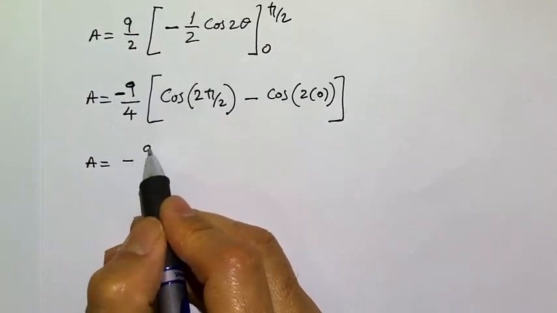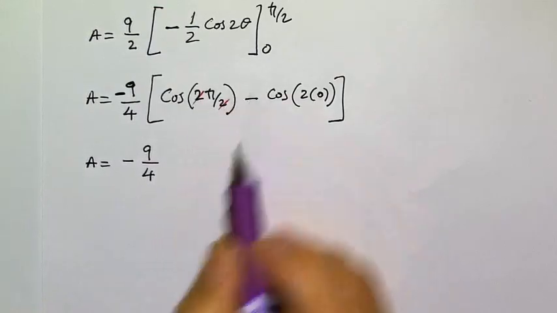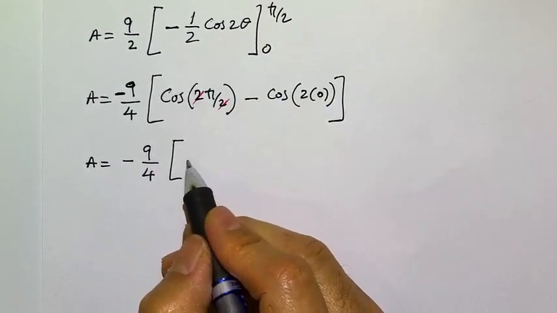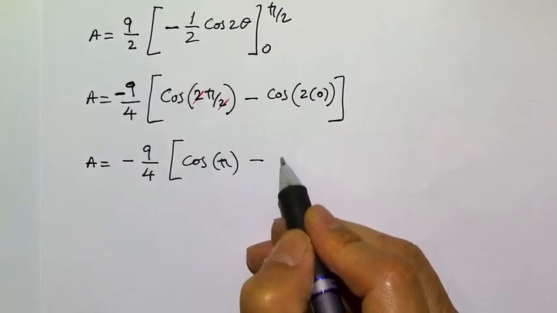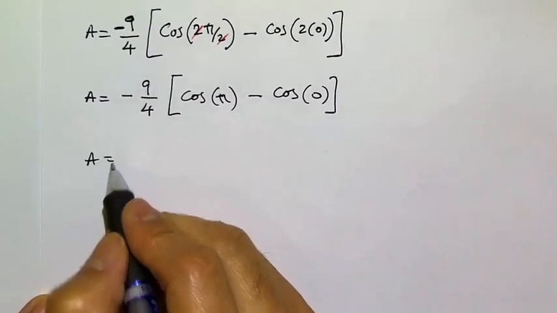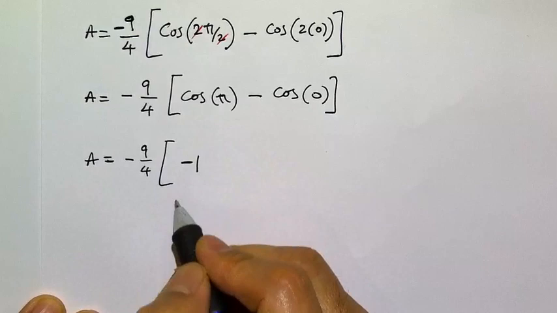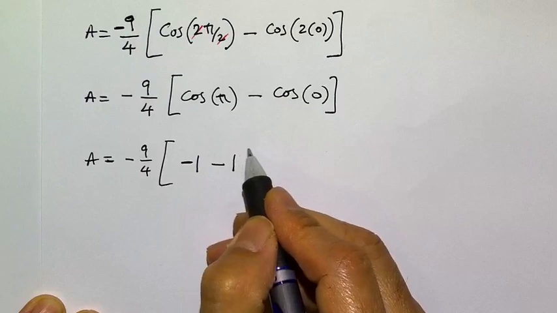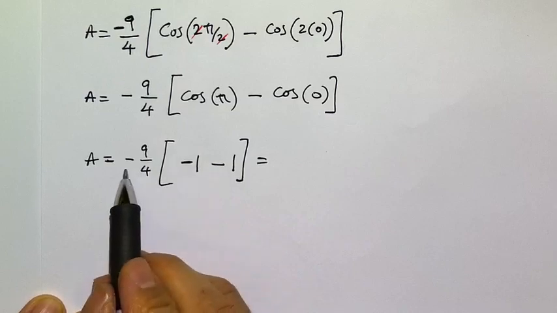Area equals minus 9 over 4 times these two, this and this cancel, we get cosine of pi. Cosine of pi is of course -1, but let me also go through that simplification step here. And then minus cosine of 0. So we have minus 9 over 4. This is just minus 1. Minus cosine of 0 is 1, minus 1. And then close that. So we have minus 2 times minus 9 over 4.